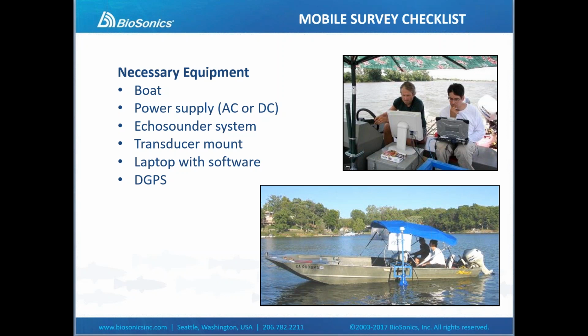We need the Echosounder, obviously, and we need some type of a mount for our transducer. And we'll talk about the transducer mount in a moment. A Windows laptop is required, installed with Visual Acquisition software. And then, of course, we need our DGPS. With the MX system, we have the internal, but we can also, again, use the external GPS if we like.